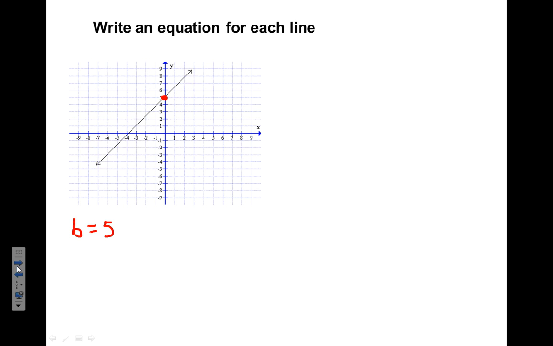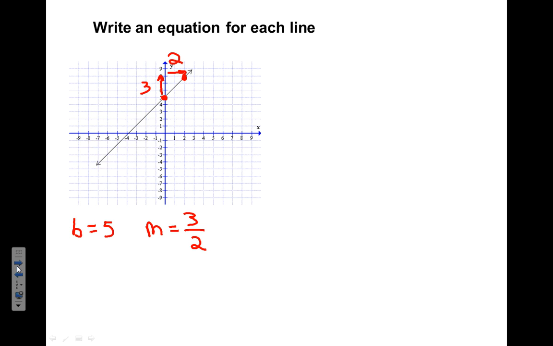From there, I now need to find an exact spot where it crosses one of the blue lines of the grid. And it could be anywhere. I just happen to like this point right there. So from there, I now have to count my slope. So now because it's up 3 and right 2, my slope, which is m, is 3 over 2.